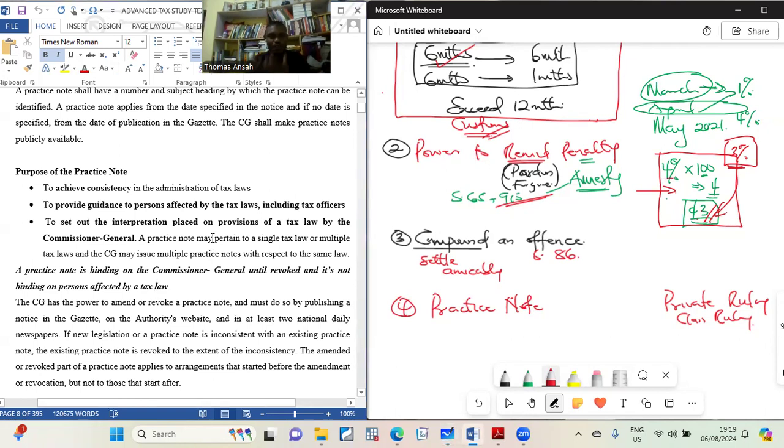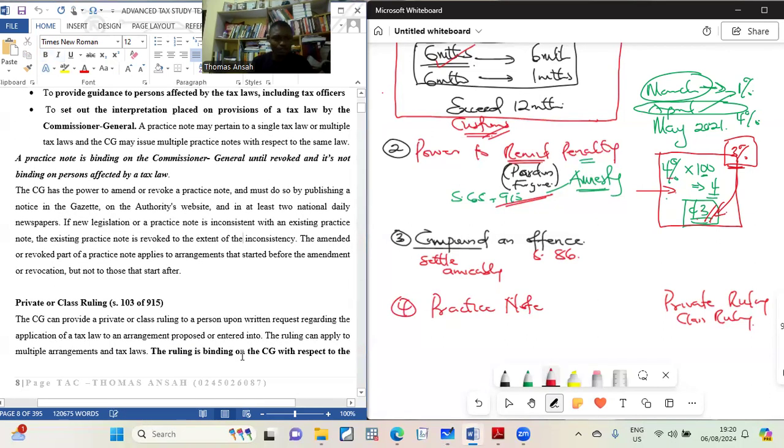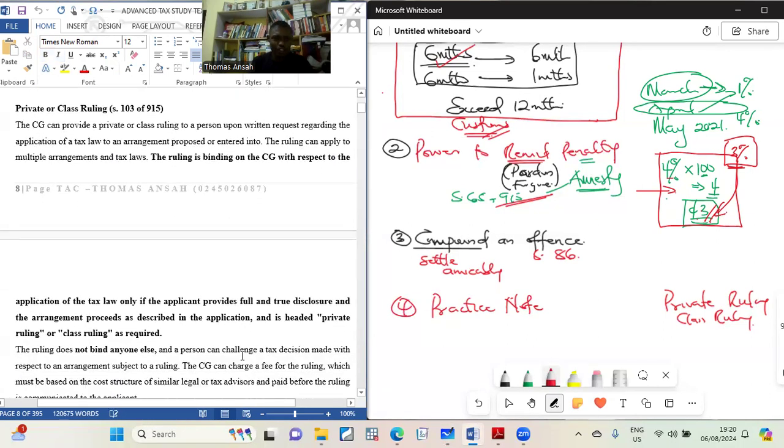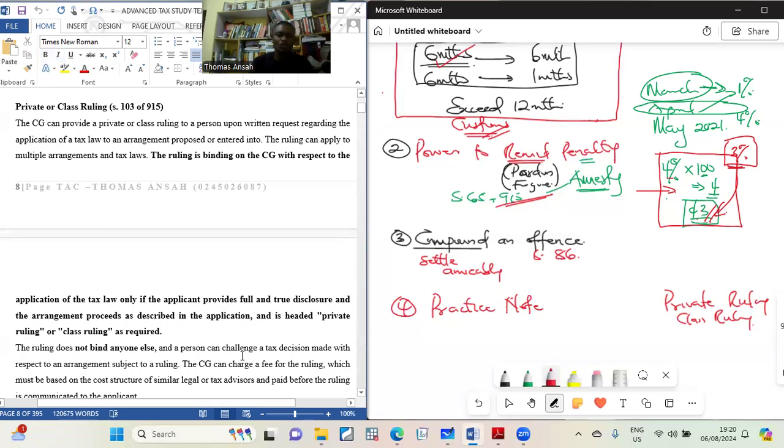It is to the general public. Now, you can't say you didn't see the practice note, because by law every company is to be buying Graphic every day. It is published in at least 2 of the national daily newspapers, so it is always there. You can't say you don't have it. It is also on the GRA website. You didn't look for it doesn't mean you don't have it. So that is that. Then we have the private ruling.